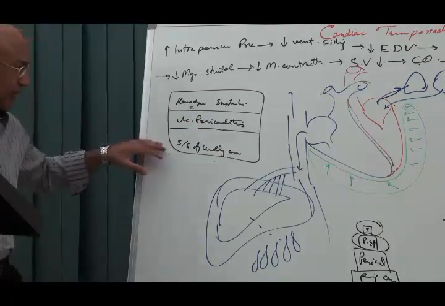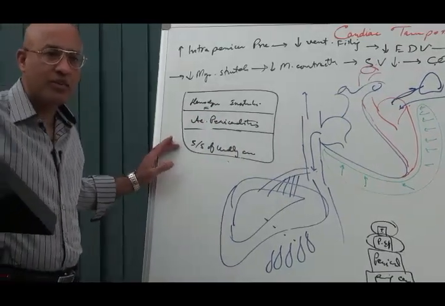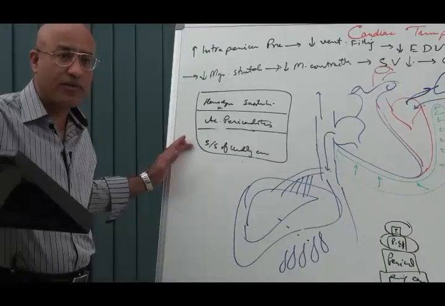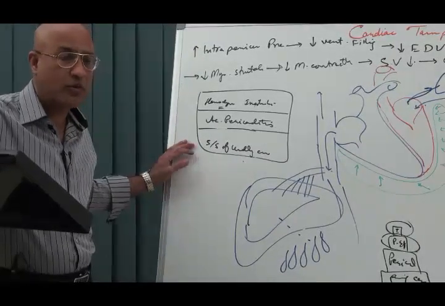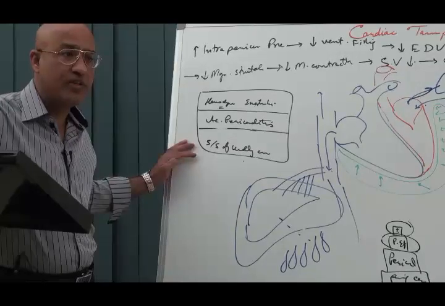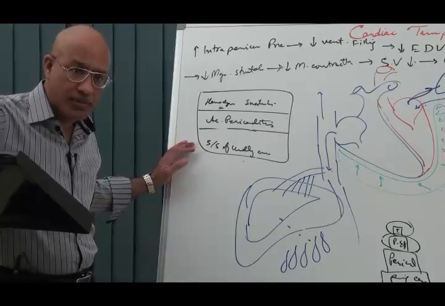What will be the features of the underlying cause? I told you, it depends on the underlying cause, right? If it is renal failure, of course, those features will be there. If it is tuberculosis, those features will be there. If there is myxedema, then hypothyroidism features will be there.